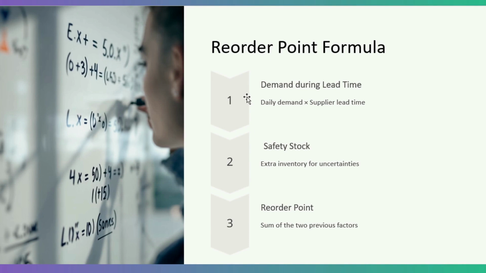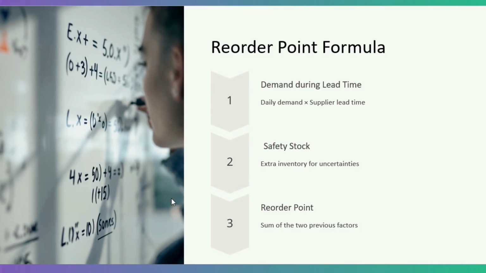The next point is safety stock, which is the extra amount for unforeseen events. And the last point, it's the sum of the two, which is precisely the reorder point. That is the sum of the demand plus the safety stock.